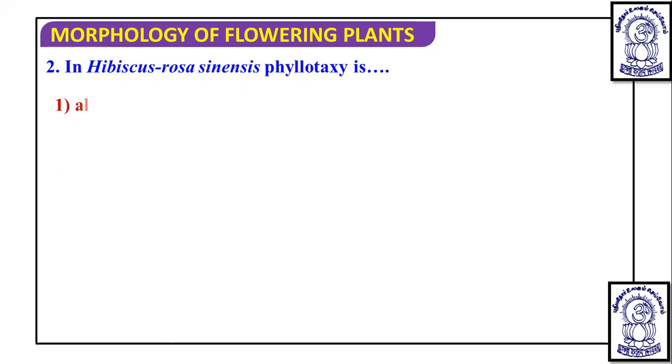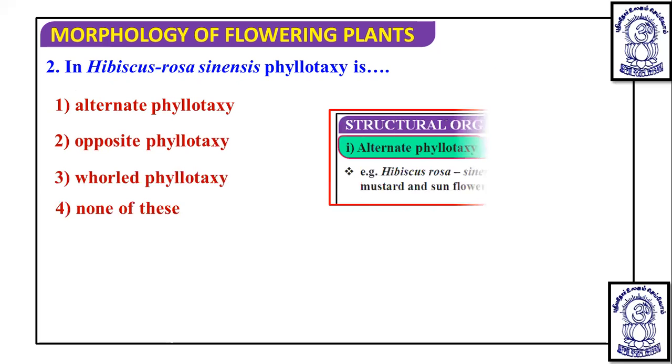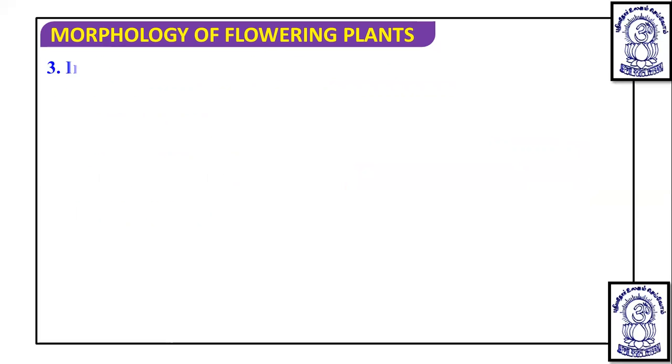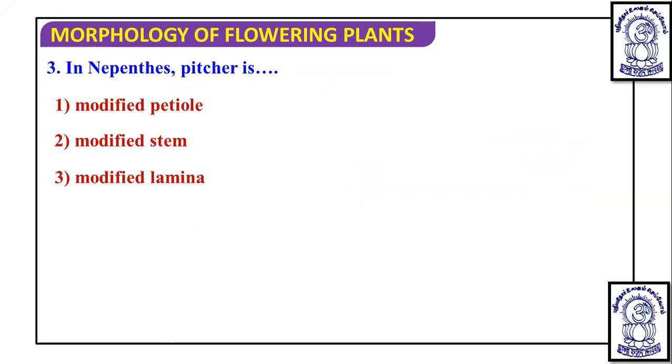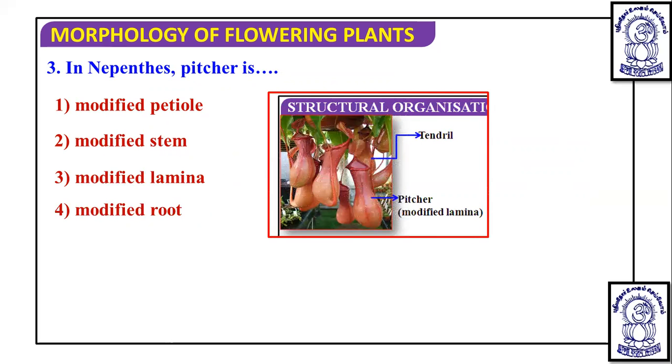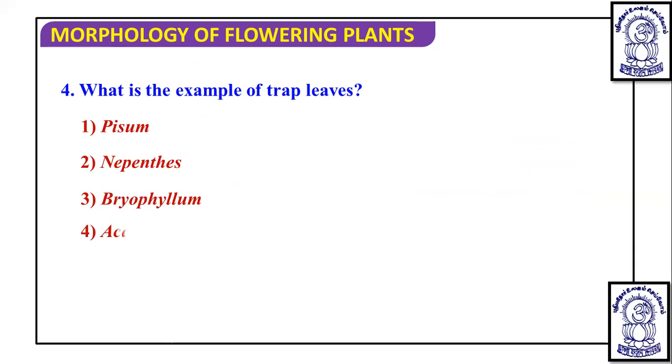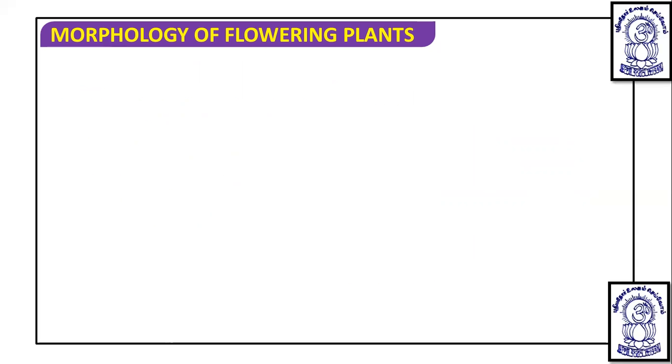Next, in Hibiscus rosa-sinensis, phyllotaxy is, Hibiscus rosa-sinensis is nothing but China rose, and in China rose you will see the presence of alternate phyllotaxy. Along with China rose, mustard and sunflower also show the alternate phyllotaxy. In Nepenthes pitcher is, it is a modified petiole, modified stem, modified lamina or modified root, then it is a modified lamina. What is the example of trap leaves? Trap leaves, if we talk, then the Nepenthes is the example of these trap leaves.